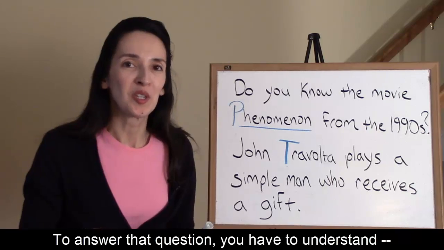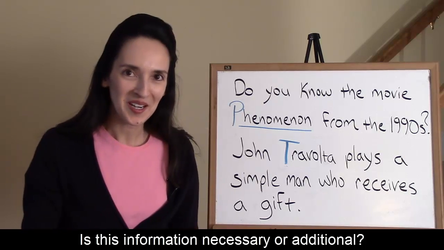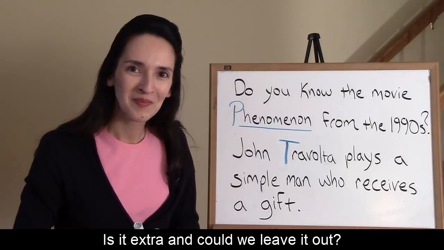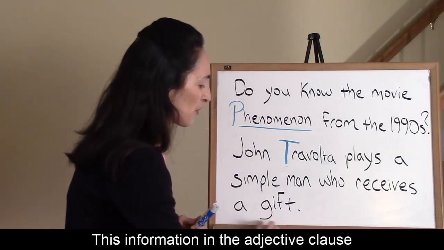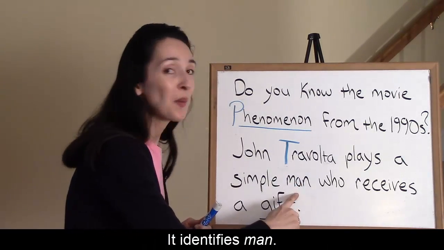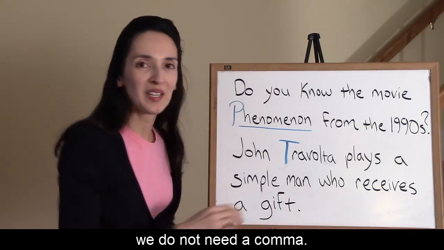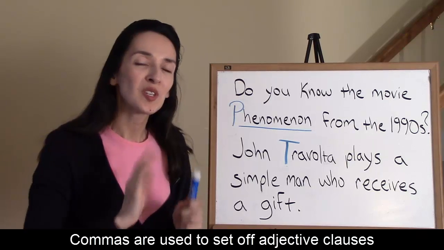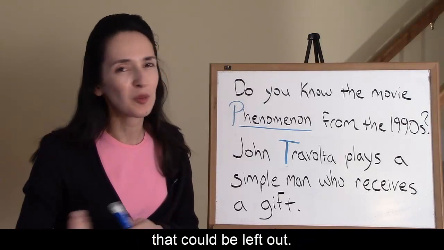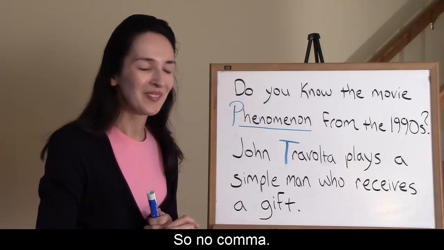To answer that question, you have to understand, is this information necessary or additional? Is it extra and could we leave it out? No, this information in the adjective clause is necessary. It identifies man. Because it's identifying the noun, we do not need a comma. Commas are used to set off adjective clauses that give extra information that could be left out. That's not the case here, so no comma.